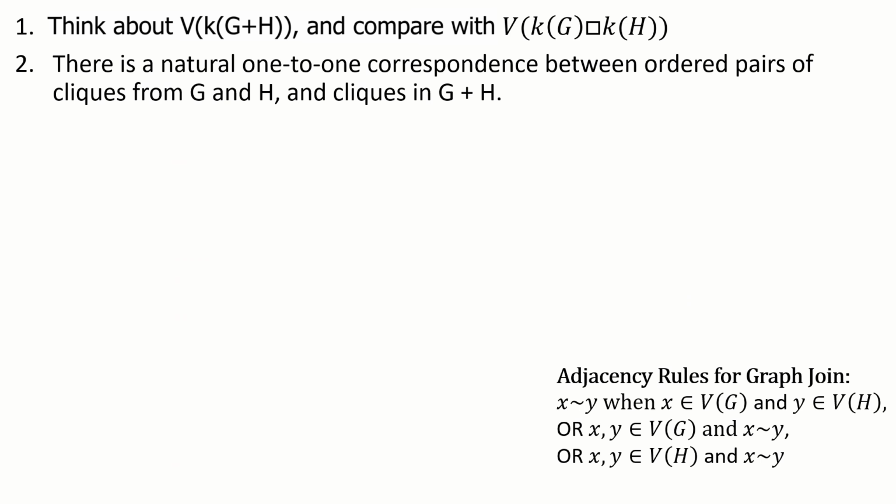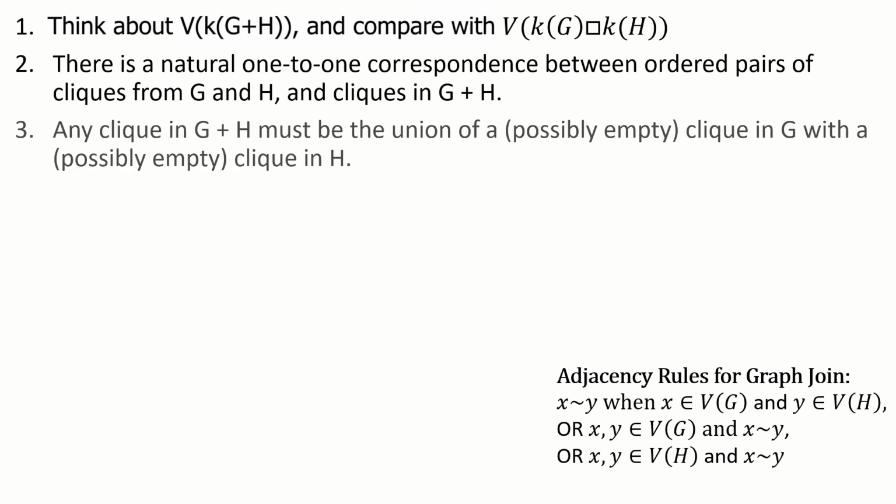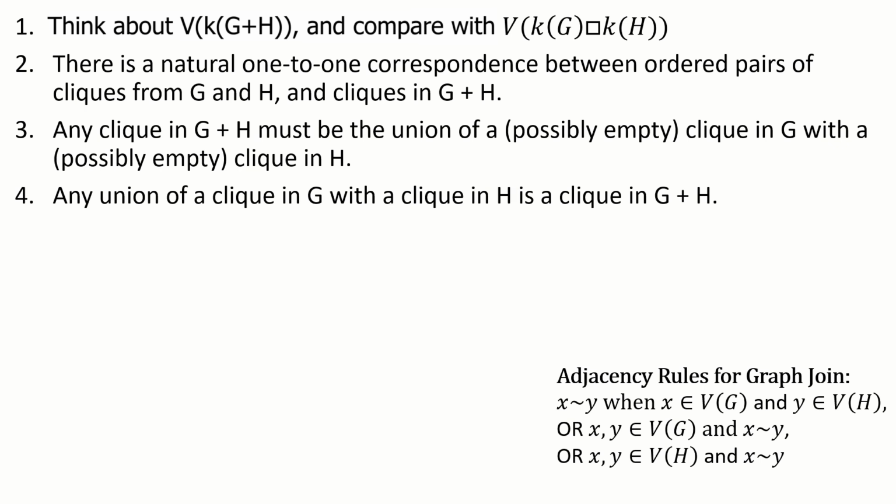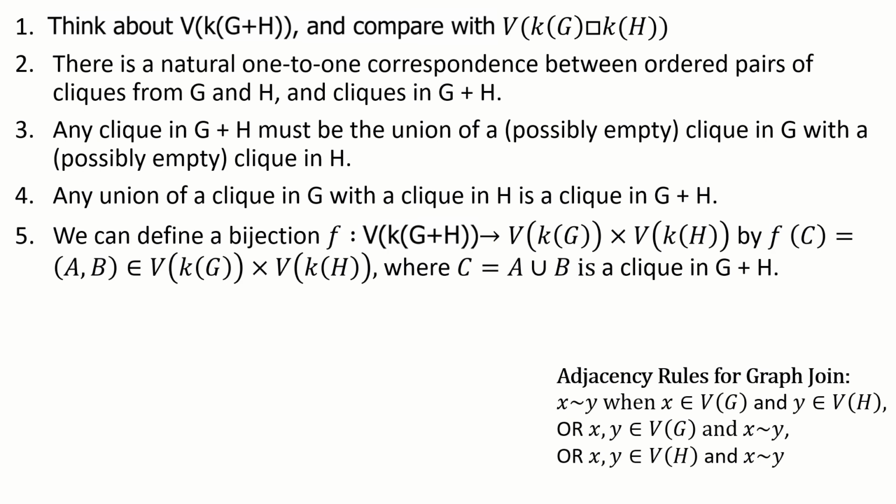By the adjacency rules of a graph join, any clique in a join of G and H must be the union of a clique in G with a clique in H. Also, every union of a clique in G with a clique in H must be a clique in the join. So we can define a bijection that will send any clique C in G join H to the element AB of the Cartesian product of the set of cliques of G and of H, where the clique C is the union of clique A with clique B.